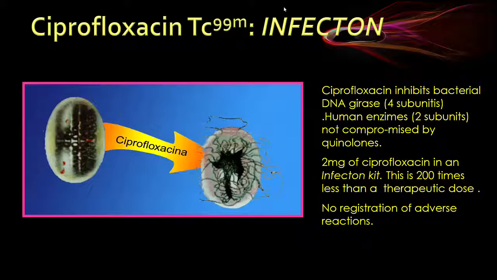Now, ciprofloxacin technetium 99m called Infecton. This we work a lot in Argentina. I have more than 2,500 patients. The ciprofloxacin inhibits bacterial DNA gyrase that has 4 subunits. The human enzyme has only 2 subunits, so it is not compromised by quinolones.